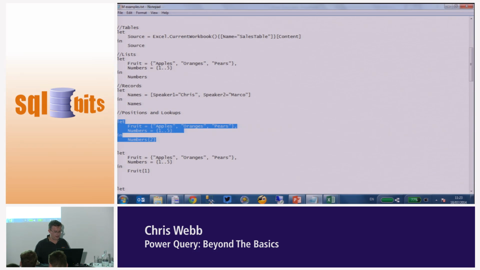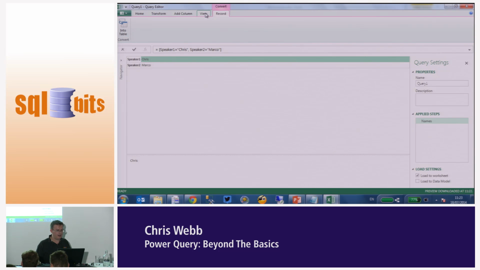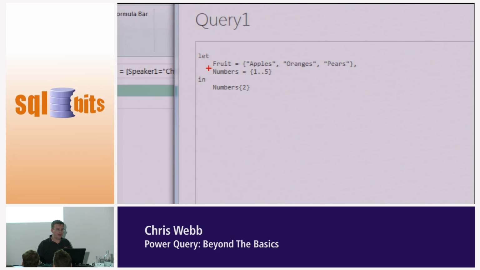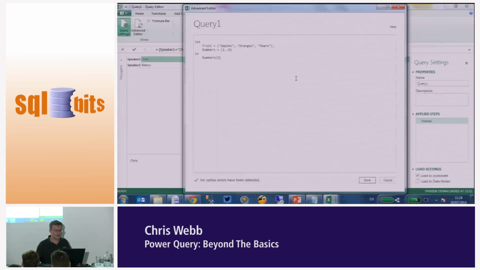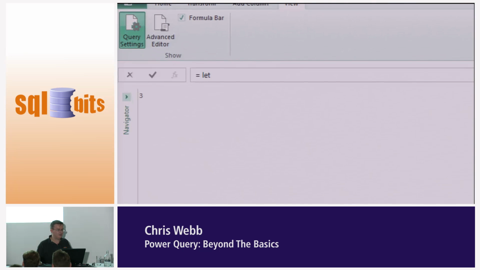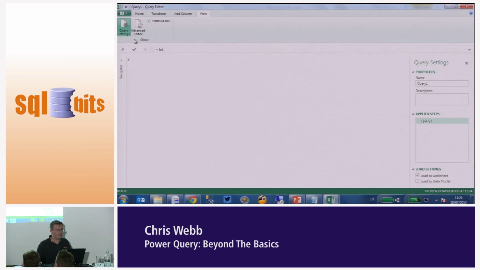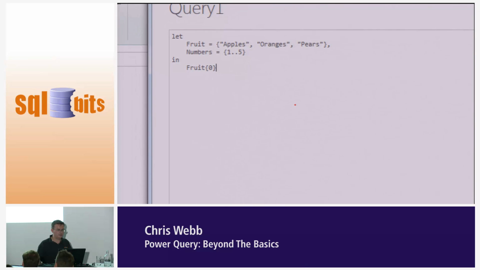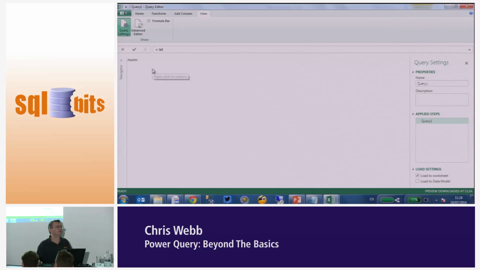So for example here, if I grab this and go back to the advanced editor, I'm declaring my list called numbers here. That's the list of numbers from 1 to 5. I'm saying give me the item at the index 2. It's 0-based, so this is going to give me the value 3. So that's the third item in the list, 1, 2, 3, 4, 5. If I edit this and say give me instead fruit 0, this will give me the first item in the list, fruit, which is apples.